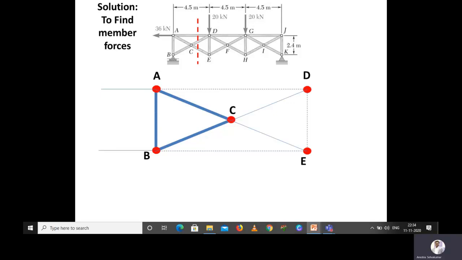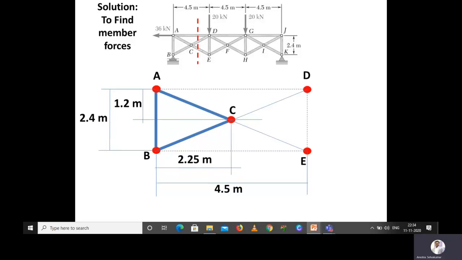And then we know that the distance between A to B is 2.4 meter, and then the distance between B to E is 4.5 meter. So now with respect to point C, the distance of point C with respect to A is 1.2 meter, and with respect to B is 2.25 meter. So now we have drawn the members AC and BC and then AB. So they have asked us to calculate the member forces AD and then CD and then CE.